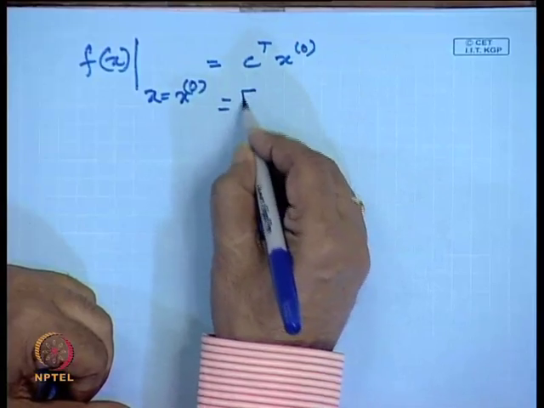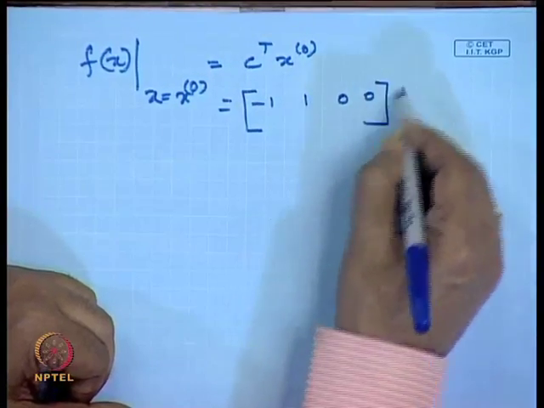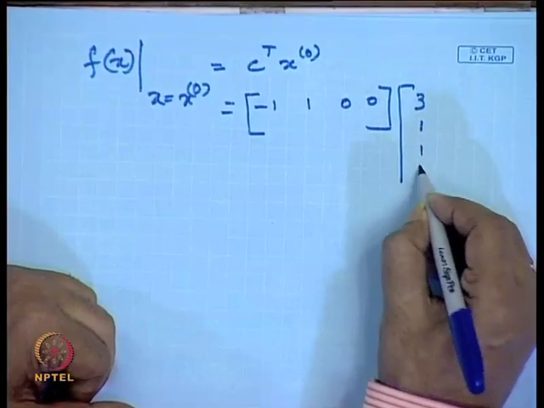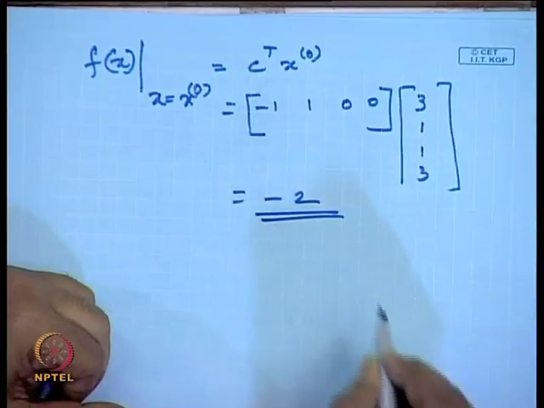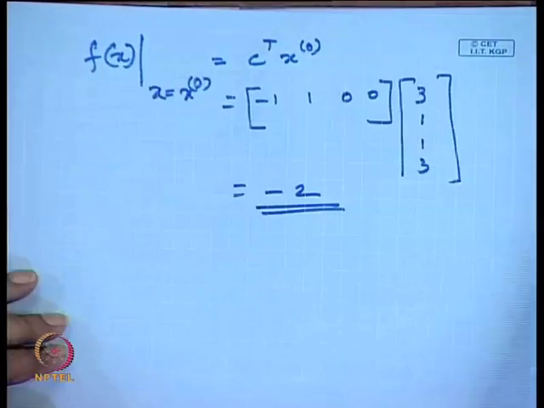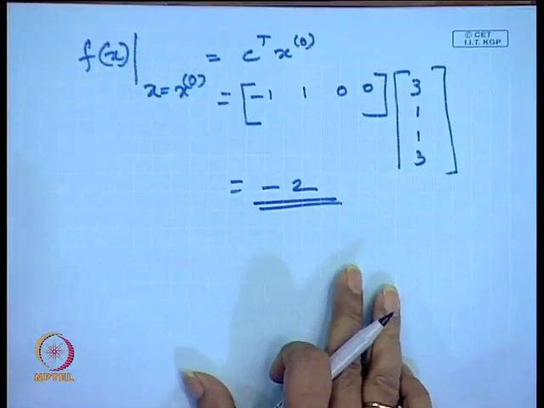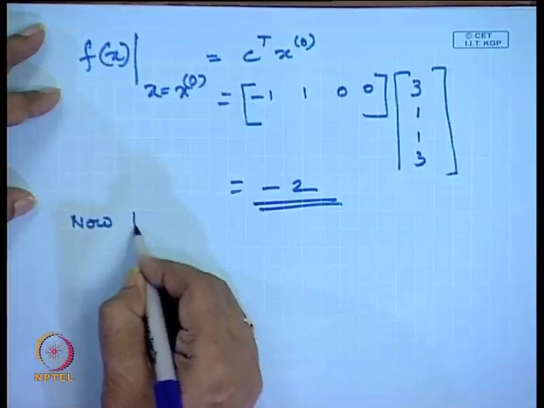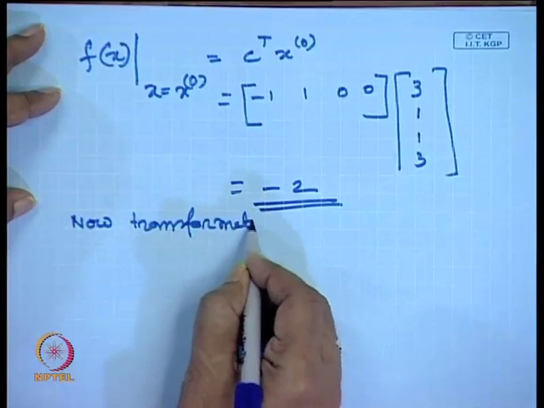If you put the value of C as minus 1, 1, 0, 0 and x0 as 3, 1, 1, 3 and multiply, it is minus 2. So, at this interior point, the objective function value is minus 2. What do we have to do next? We have to transform, and our new transformation is a coordinate transformation.